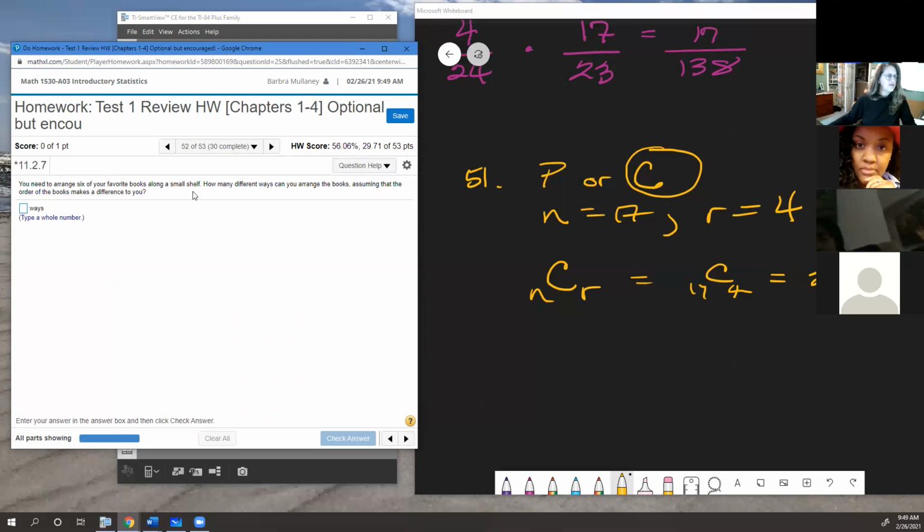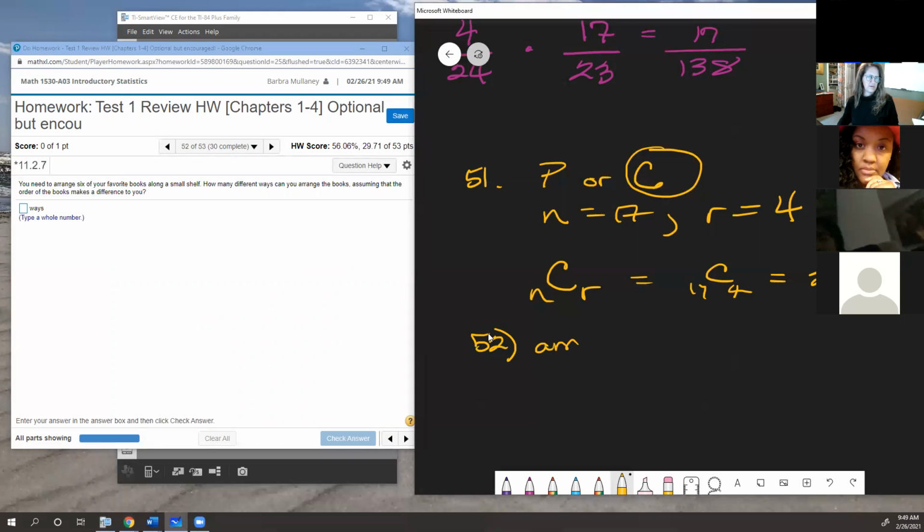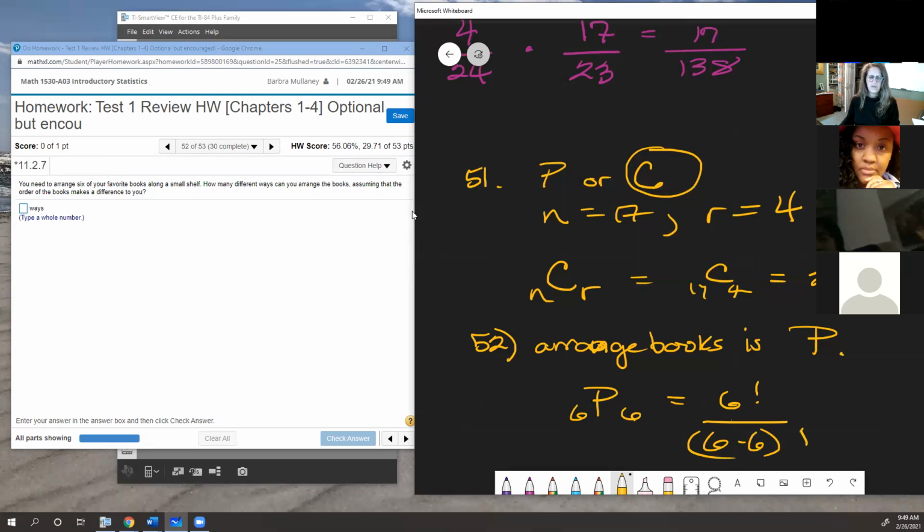Arranging 6 books on a shelf. Is that a permutation or a combination? Yeah, it's a permutation. So it's a permutation of how many books do we have? 6 books, taking 6 at a time. That's just 6 factorial, because the formula is like this. So 6 factorial over 0 factorial is just 6 factorial, because 0 factorial is 1.